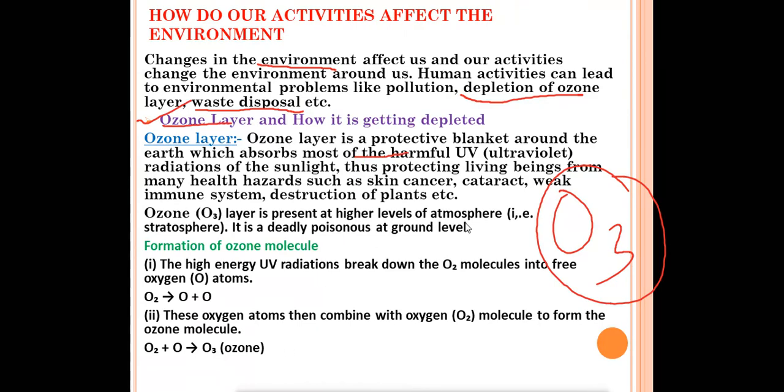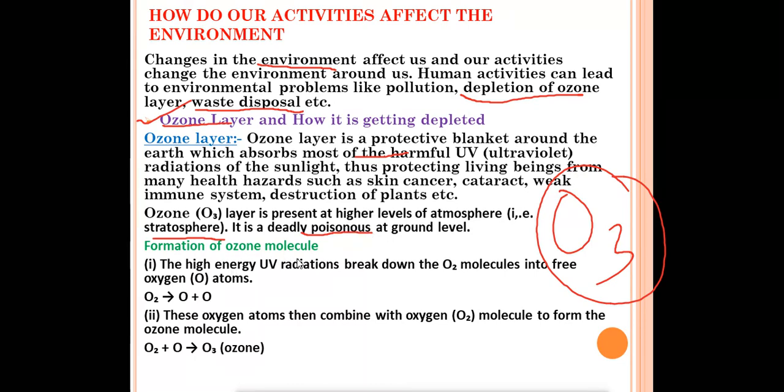The ozone layer is present at a high level of the atmosphere, that is, the stratosphere. As you know, there are different layers of the atmosphere like the ionosphere, stratosphere, mesosphere. In the stratosphere layer, the ozone layer is present. It is deadly poisonous at ground level; if this gas is present at ground level, it can be poisonous also.